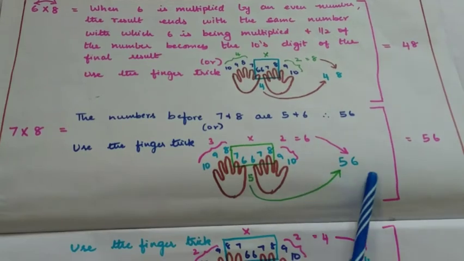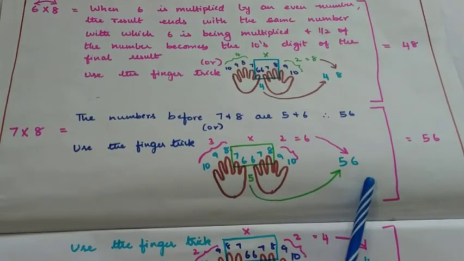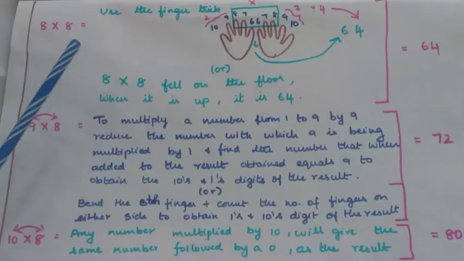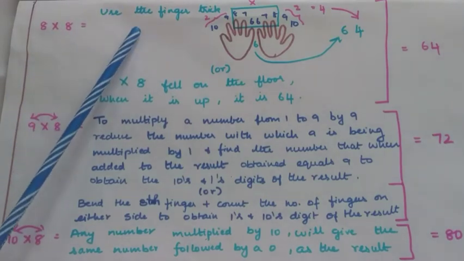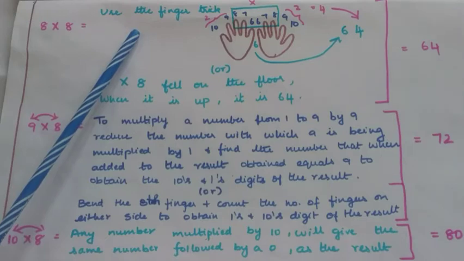So when you club these both, you obtain the result of 7 into 8, which is nothing but 56. Let's move to the next row where 8 needs to be multiplied by 8. You can use the finger trick that we have used for the previous two rows.